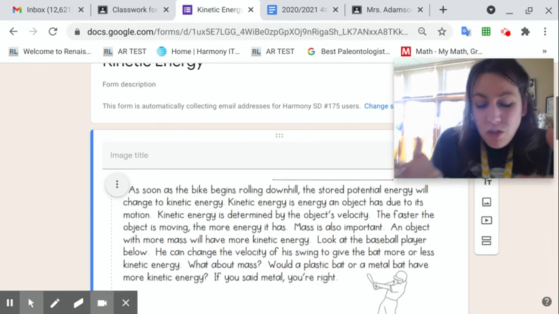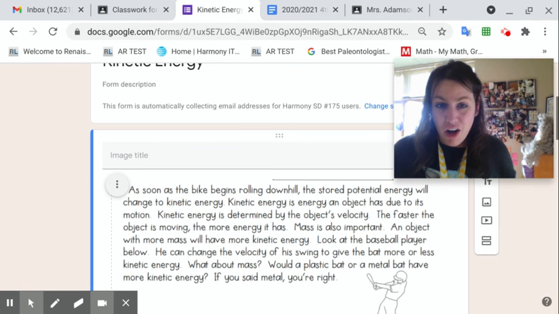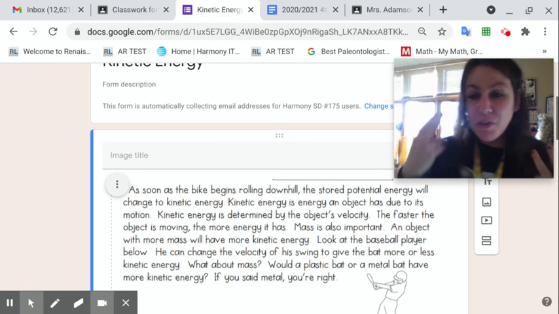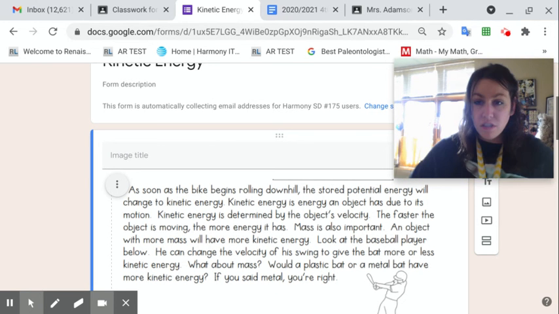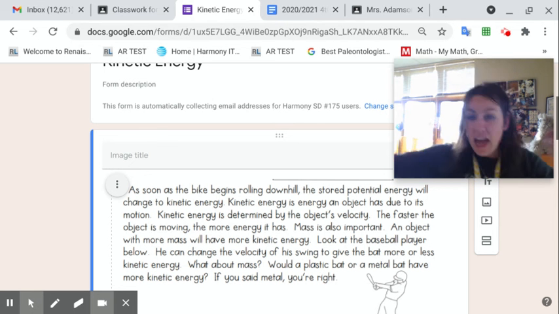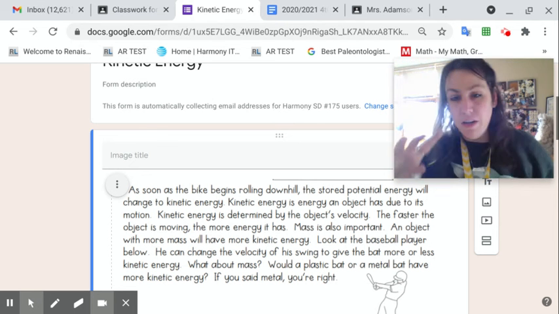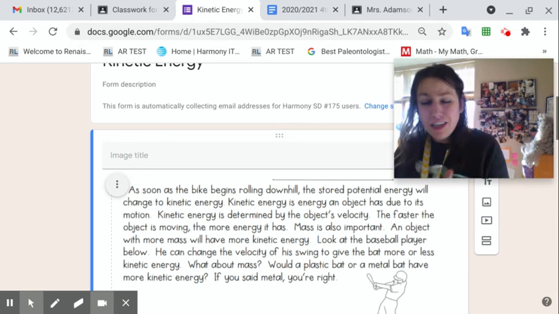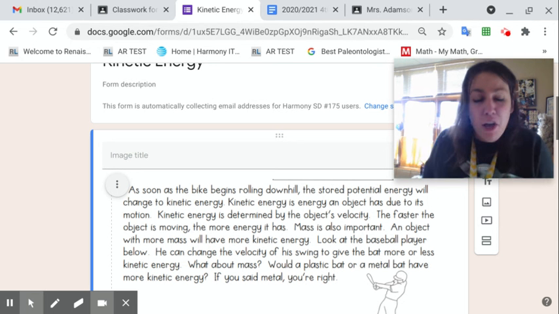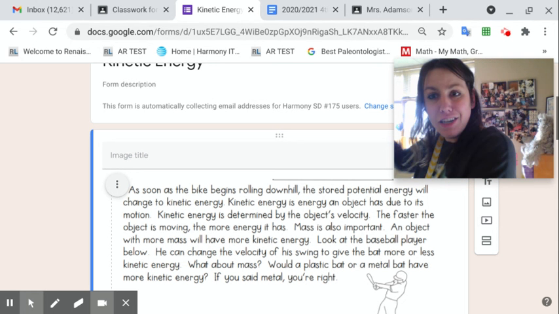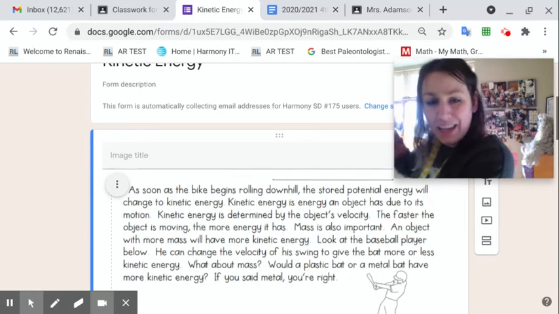Think about that. Which one would have more energy than that? All right, so let's review our two different types of energy. We have potential, it's stored. We have kinetic, and that's energy in motion. And the energy is not really changing, it's just being used differently. So that potential energy is just changing into a kinetic energy.